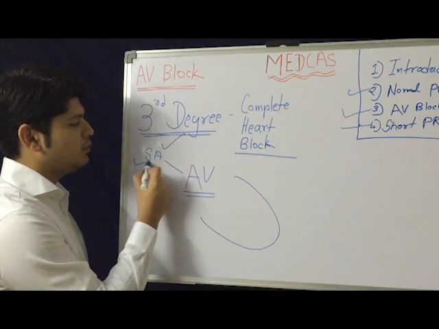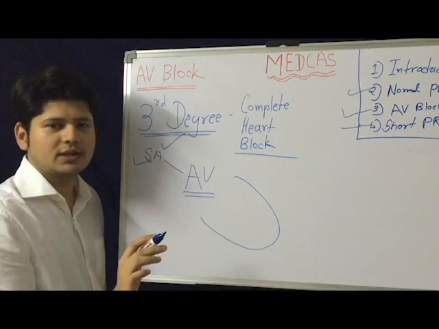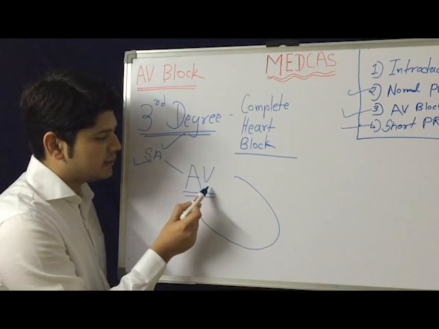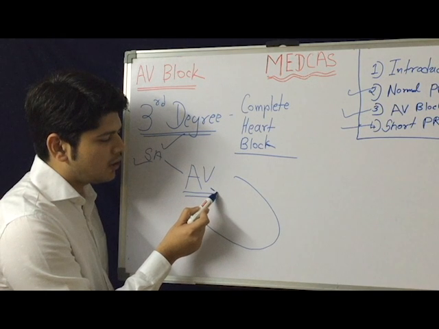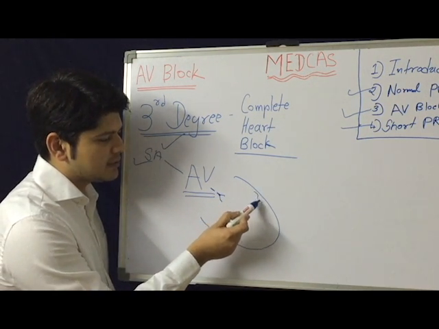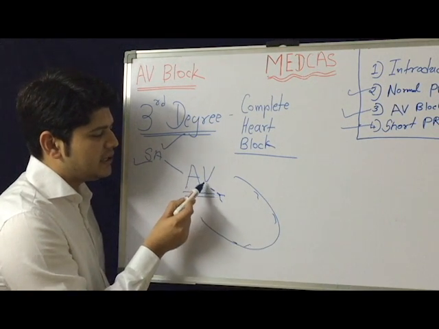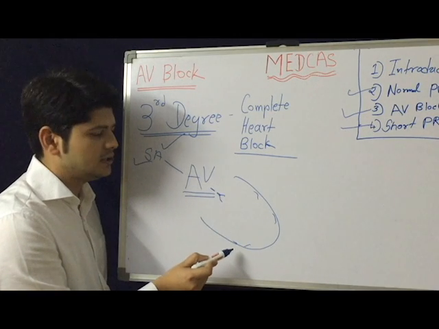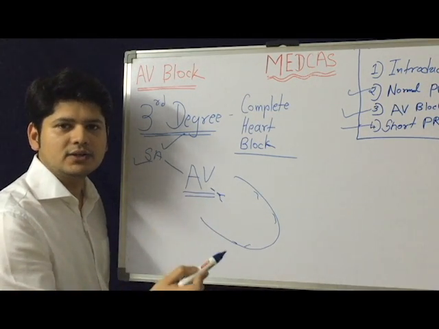SA will keep doing its work because it's the main pacemaker. Now AV is blocked, but the ventricle has to beat. So somewhere from the bundle of His, or the left bundle or the right bundle, or the ventricular muscle itself, depending on the level of block, someone has to take over the function for the ventricle, and that will pace the ventricle constantly.